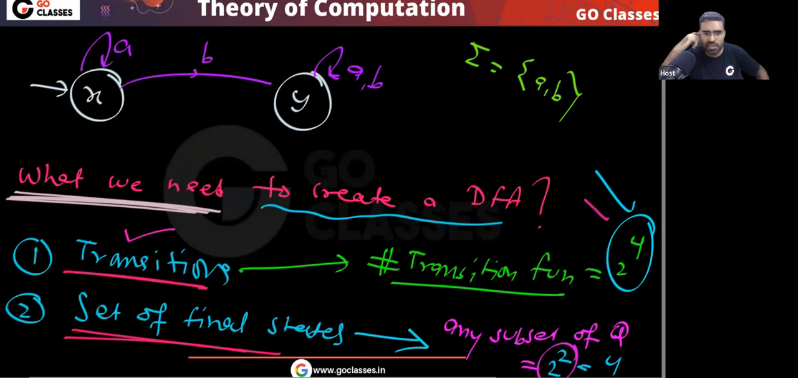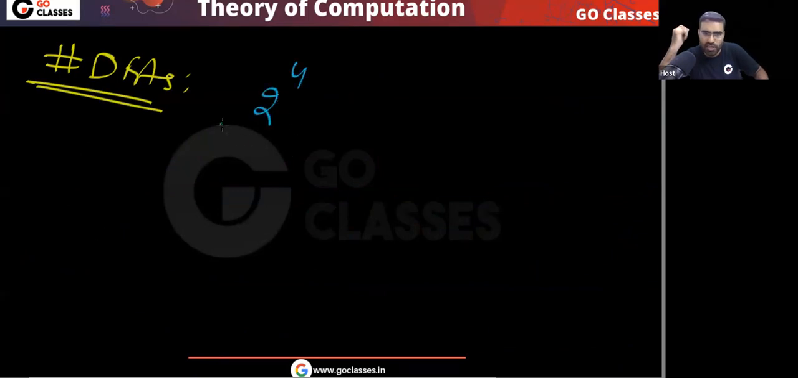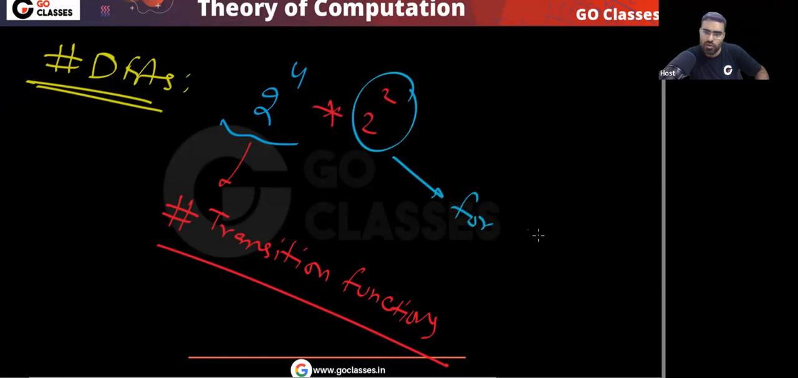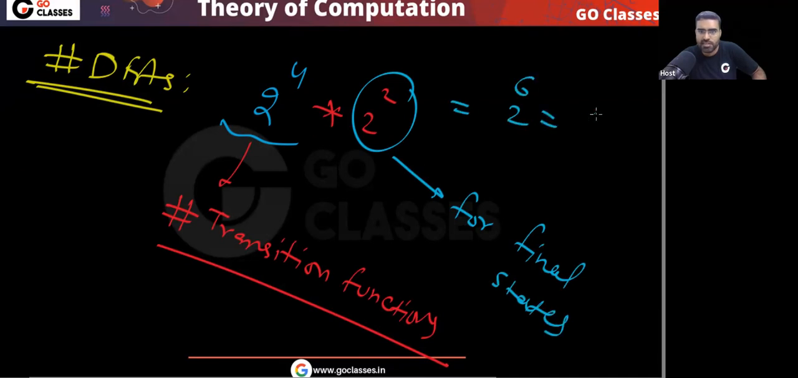And these many transition functions are there. So how many DFAs can you create? That will be 2 power 4, this is the number of transition functions, how many different transition functions you can create, multiplied by 2 power 2, this is for final states. So your answer will be 2 power 6. That means 64 DFAs you can create.